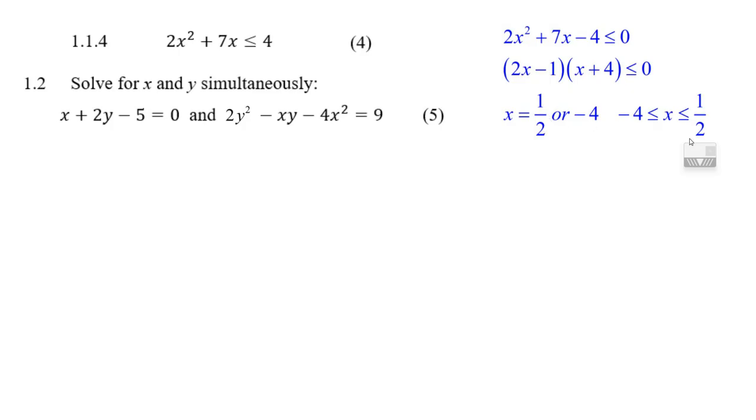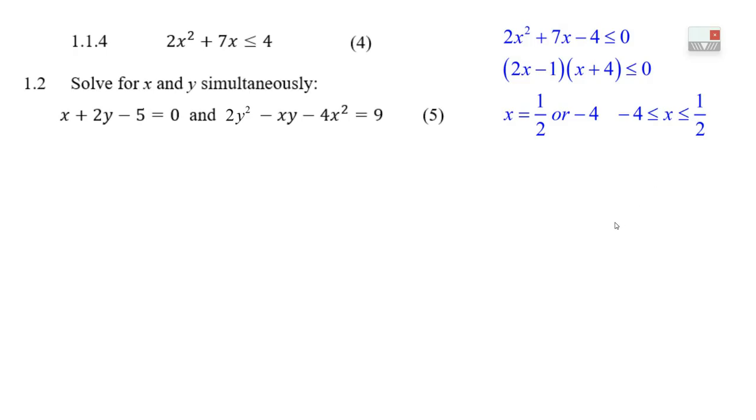Now, for some reason, people have quite a bit of difficulty figuring out where this goes negative. Well, it's a positive. If you had the parabola y equals 2x squared, you know that it's a happy parabola, and you know that the places that make it 0 are minus 4 and a half.